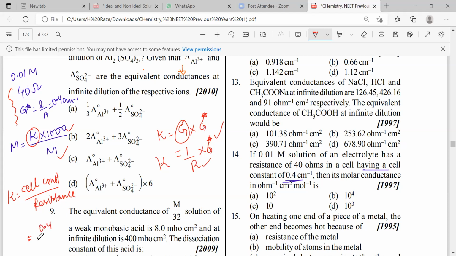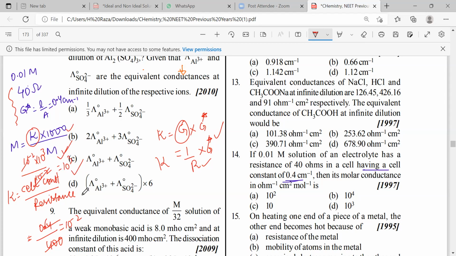So 0.4 upon 40. This will be 1 by 100. That means 10 raised to the power minus 2. So put the value 10 raised to the power minus 2 here and 10 raised to the power 3 here. And what is the value of M? That is 10 raised to the power minus 2. This will be cancelled. So the answer is 10 raised to the power 3. Yes or no? Okay, sir.